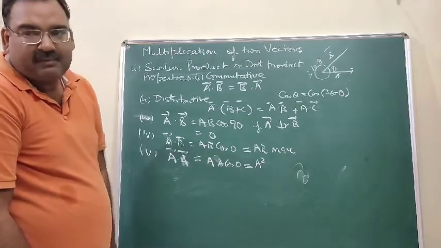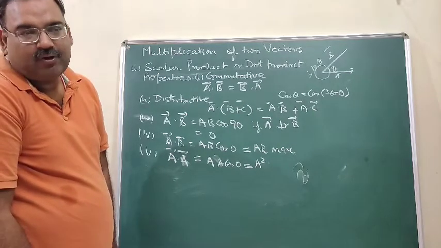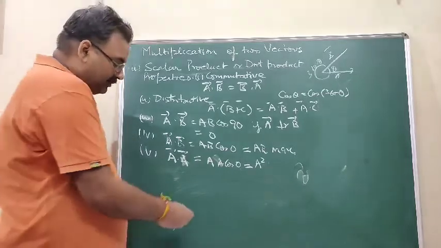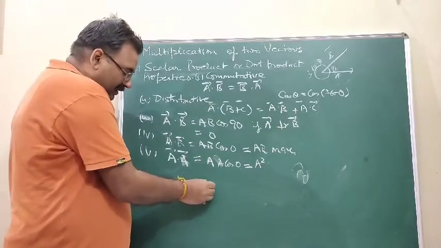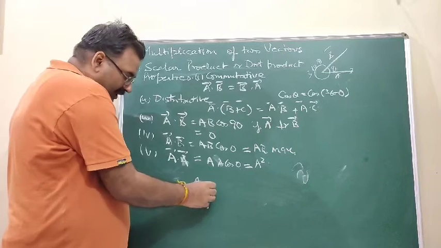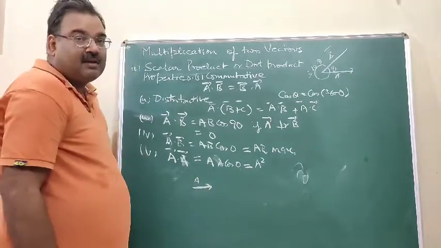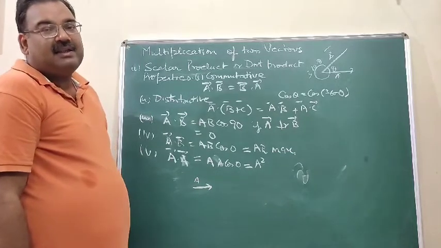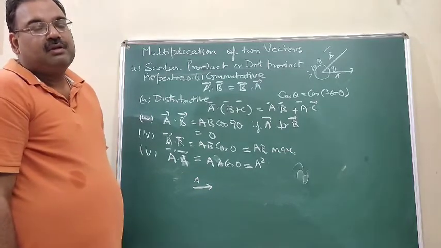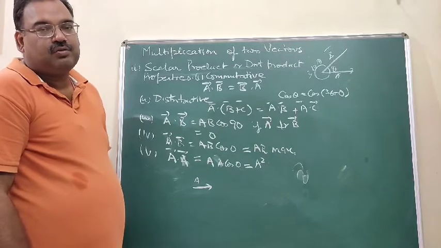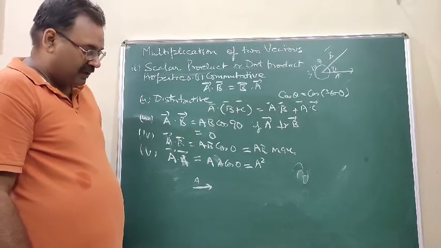Then, self multiplication of two vectors. A dot A. Self multiplication means this is A vector and again A vector. So they are parallel to each other. Now, in that case, again, theta is equal to 0, so cos 0 is 1. So the product will be equal to A square.